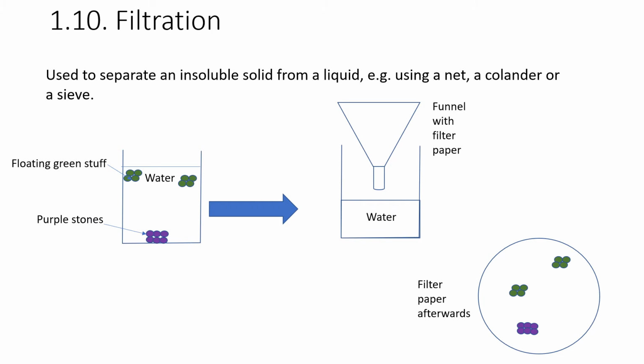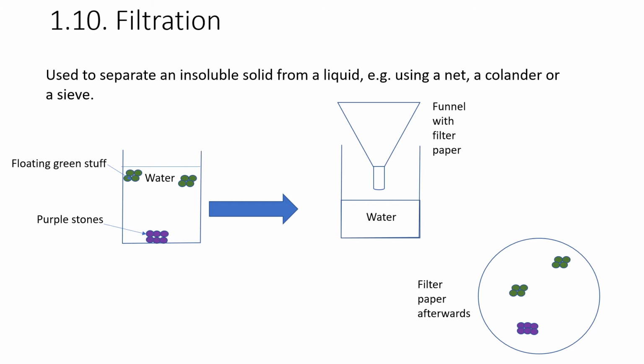Filtration. We use this to separate insoluble solids from liquid. So if you've ever used a net, a colander or a sieve, you've been doing filtration. Now in science we use filter paper to do this. In this example we have a mixture of water, some floating green stuff and some purple stones. And we want to separate those insoluble solids from the liquid.